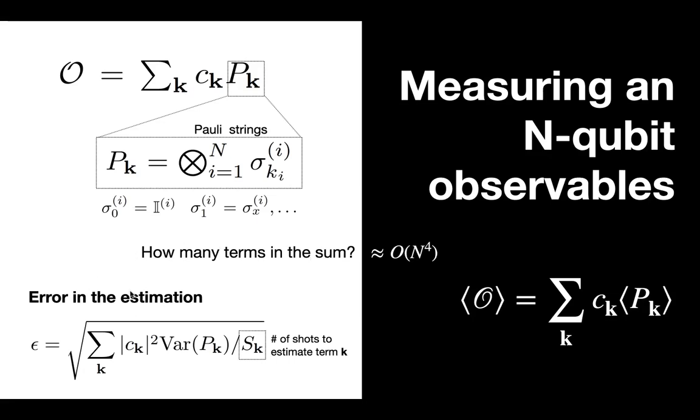And specifically, you will understand that what matters to perform accurate measurements is the overall error in the estimation of the observable O, which is given by this formula. So it's linked to the variance of the p_k Pauli strings, and of course is inversely proportional. So actually it's the square root of the sum of the weighted sums of the variances divided by the, sorry, there is some echo. Okay, maybe now it's okay. So where S_k is the number of shots to estimate the term k.